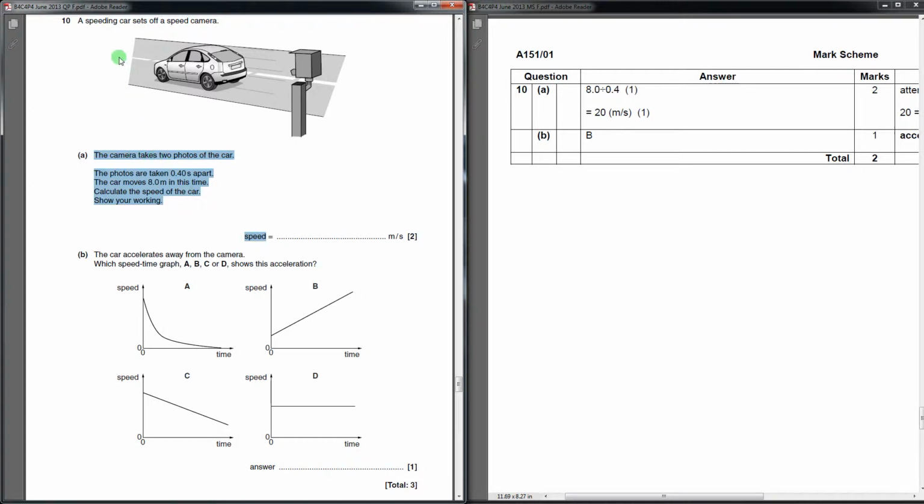Okay, so a speeding car sets off a speed camera. The camera takes 2 photos of the car. The photos are taken 0.4 seconds apart. The car moves 8 meters in this time. Calculate the speed of the car.